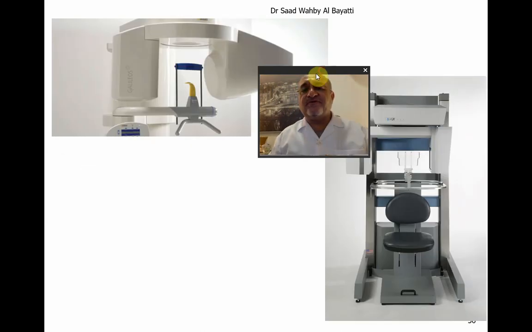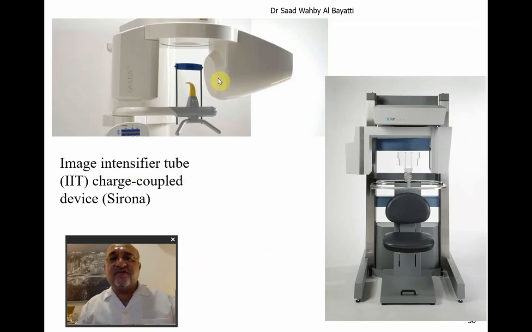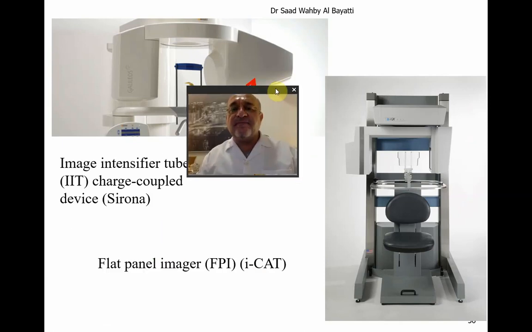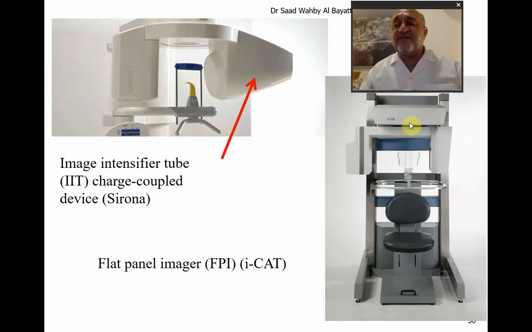These are two examples of X-ray. This is the Sirona, which uses, this is the X-ray source, by the way, and this is the image intensifier tube charged coupled device, this one. And this is the newer, or a recent one, made with a flat panel imager. This is the X-ray tube over here, and this is the flat panel imager. In both systems, the patient is going to sit. The X-ray source and detector are going to rotate, and the image is captured.